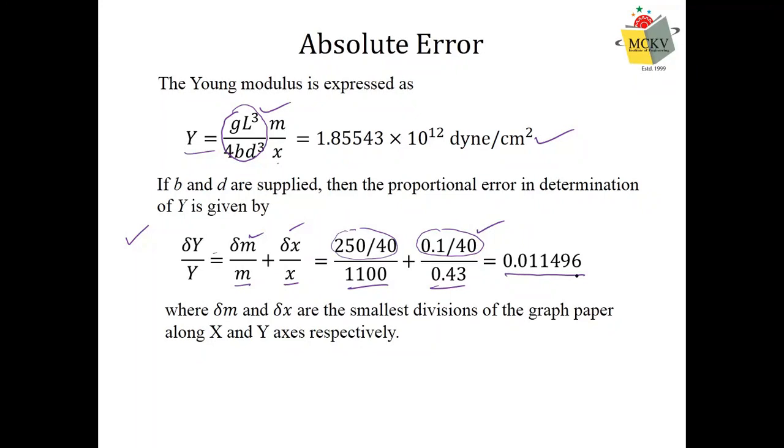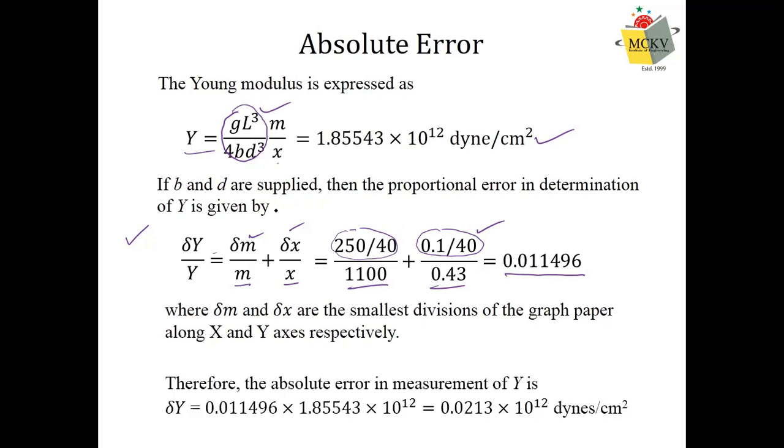Again, I am writing all the values which my calculator shows me, because still I have not calculated the significant figures. So now both y and delta y by y are known to us. What is required is the absolute error in measurement of y. We require the absolute error, delta y. So what is delta y and how will you estimate it? Delta y is the absolute error in measurement of y.